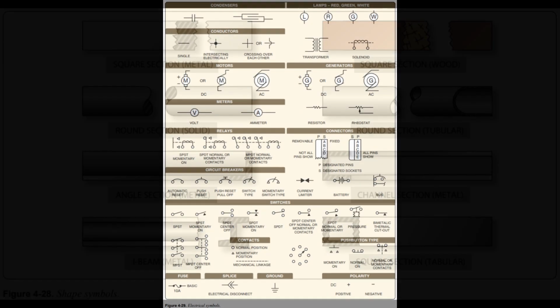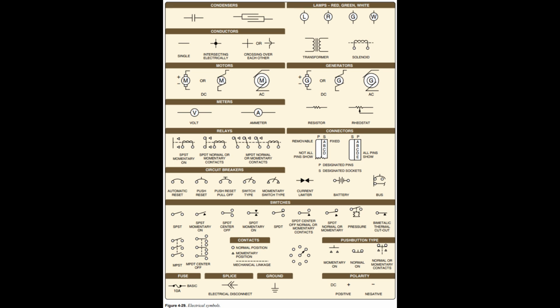Electrical symbols. Electrical symbols represent various electrical devices rather than an actual drawing of the units. Figure 4.29. Having learned what the various symbols indicate, it becomes relatively simple to look at an electrical diagram and determine what each unit is, what function it serves, and how it is connected in the system.